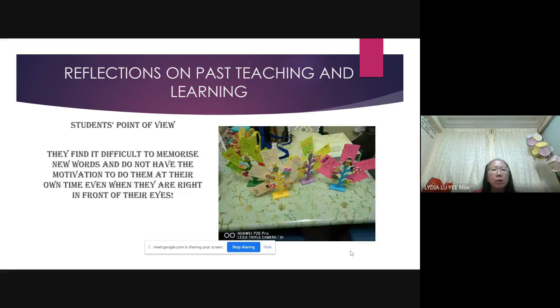Okay, from the students' point of view, so I have another example of word cards. They find it difficult to memorize new words and do not have the motivation to do them on their own time, even when the cards are right in front of their eyes. So I brought these cards into the class, even left some of the cards in the classroom, hoping that the students will learn the words, but to no avail.